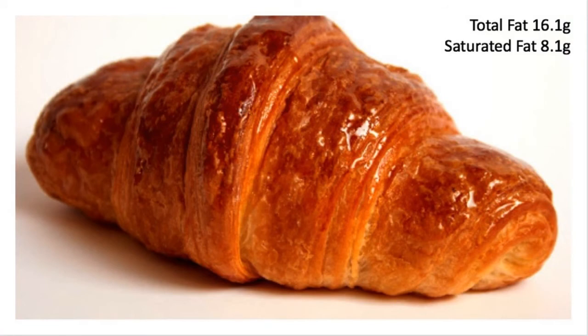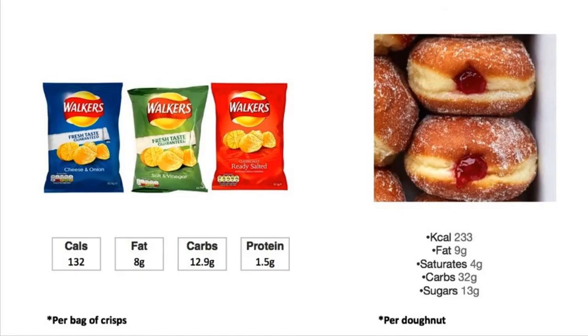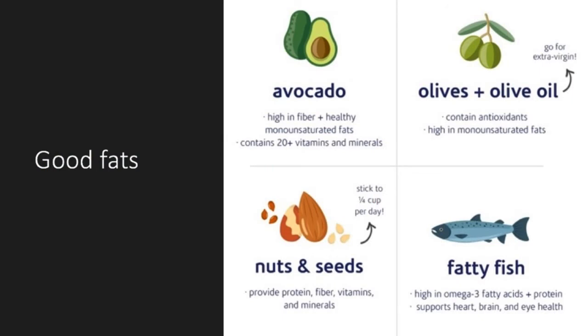Let's just quickly look at some practical examples. One croissant will give you about 16 grams of fat, 8 grams of which is saturated fat, so this is high in saturated fat. One bag of crisps will give you 8 grams of fat, and one donut will give you 9 grams of fat, 4 grams of which saturates. So be mindful of how many of these you eat. So as a general rule, for most people, it is a good idea to focus on the good, unsaturated fats found in plants. We will talk next week about olives, seeds, fatty fish, and omega fats.